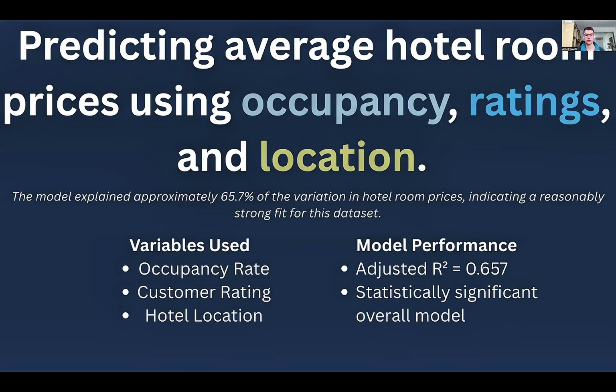Now I'll be presenting one of the regression models from our analysis. This model explored how occupancy rate, customer rating, and hotel location influence average hotel room prices. Overall, the model explained around 65.7% of the variation in the room prices and was statistically significant, meaning the relationships identified were unlikely to be random.